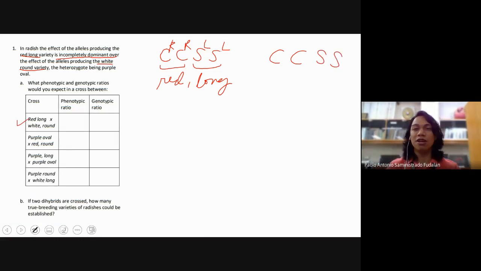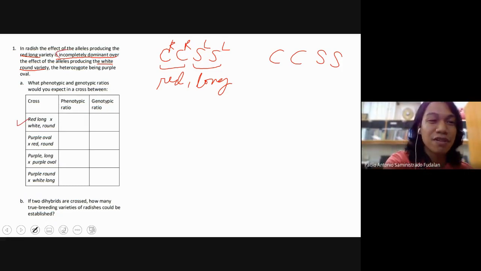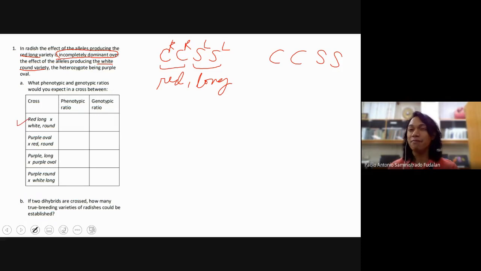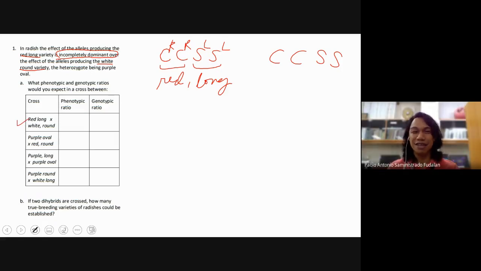Anyone? For the colors, small r and small r, sir. Take note of the term incompletely dominant. We refrain from using capital and small letters when we are representing incomplete or codominant alleles. So you may use another letter. So we can put W for white, white, and then for the shape, round and round.